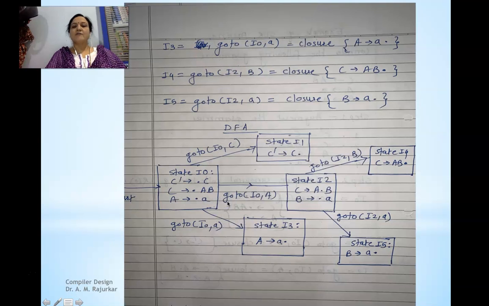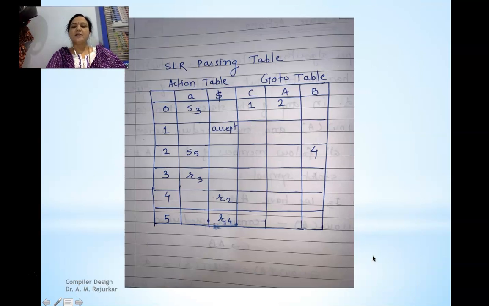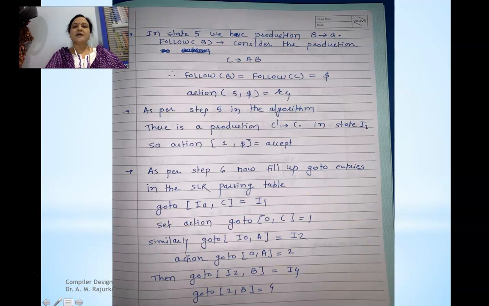Now see that after I4, is there any production which is a complete item? Yes, in state I5 we have a complete item, B tends to A dot, right? This will lead to a reduce action. So in state I5 we have the production B tends to A dot. So first compute follow of B. Now for that consider the production C tends to AB. As per the rule of follow, follow of B is equal to follow of C. Follow of C we have already computed, that is dollar, because C is the start symbol of the grammar. So follow of B equals follow of C equals dollar. So fill up the action in the action table as 5, because in state 5 we have this production.